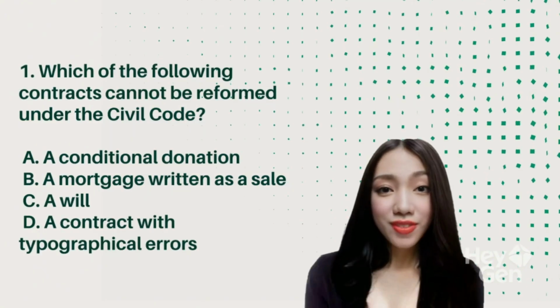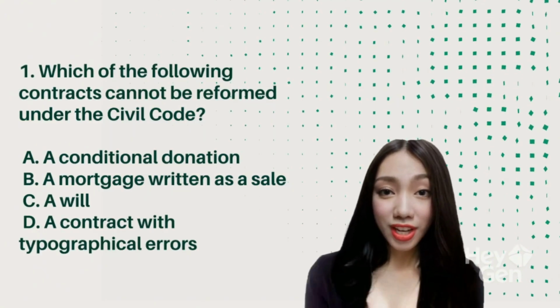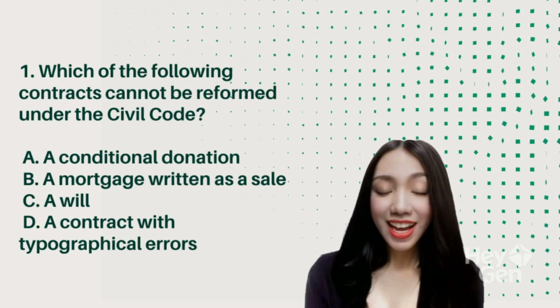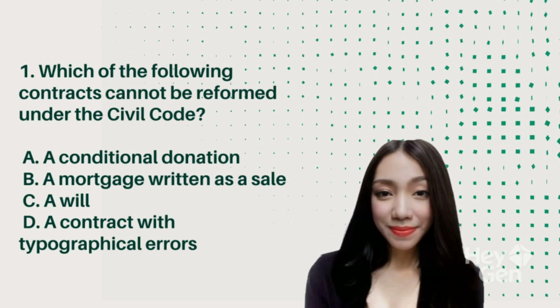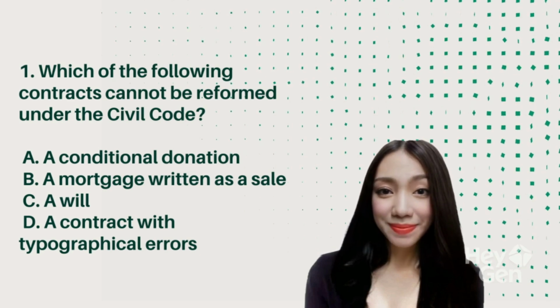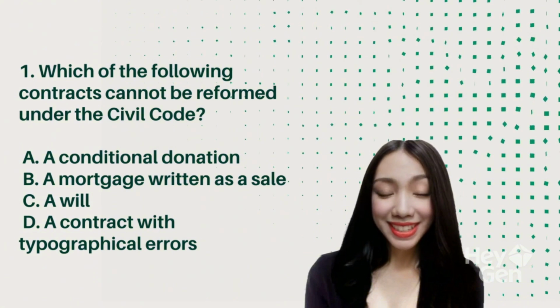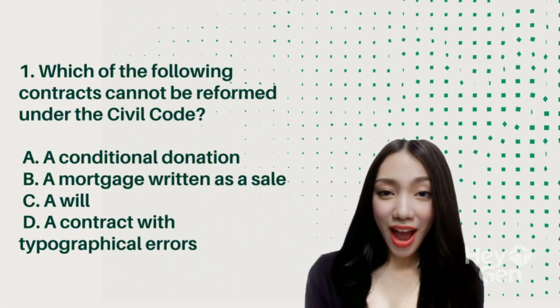1. Which of the following contracts cannot be reformed under the Civil Code? A. A conditional donation. B. A mortgage written as a sale. C. A will. D. A contract with typographical errors.